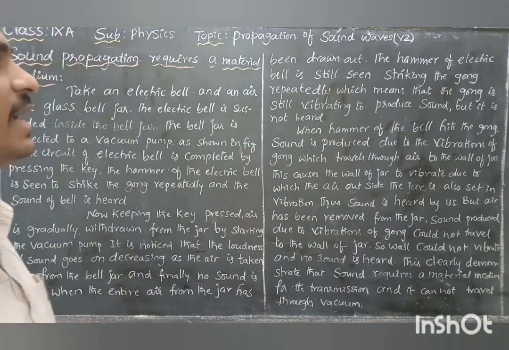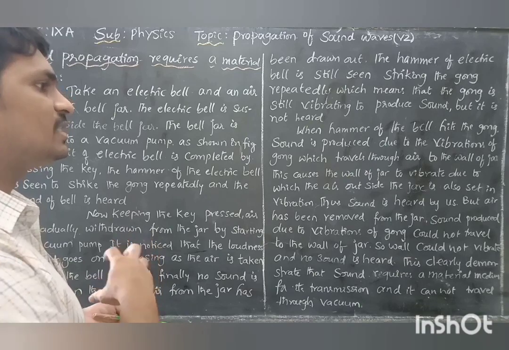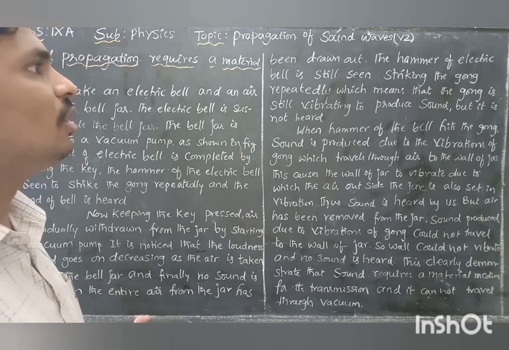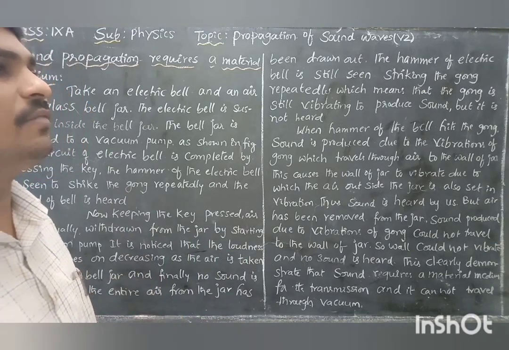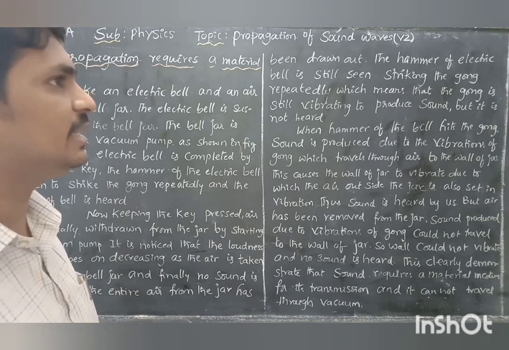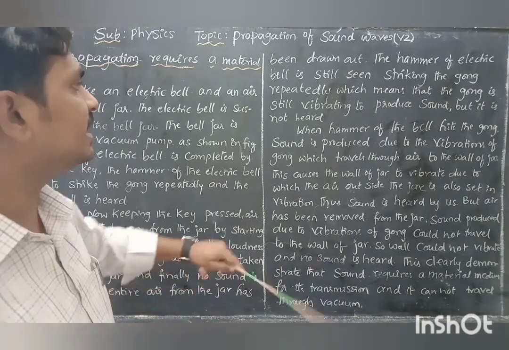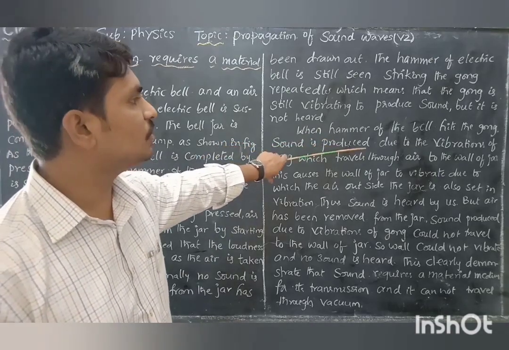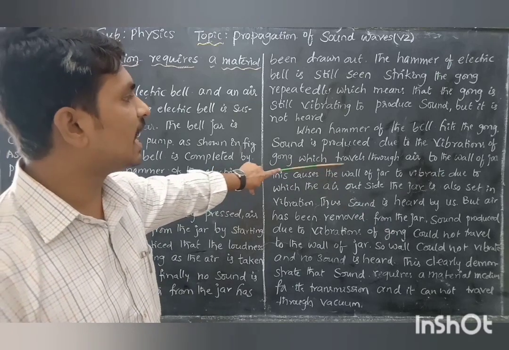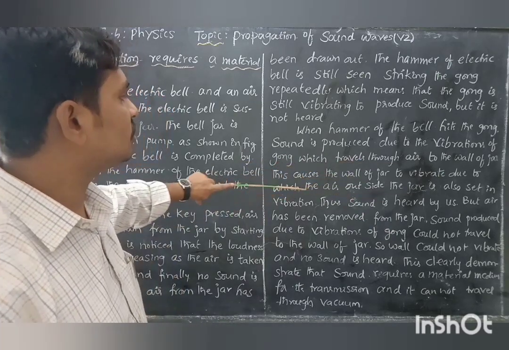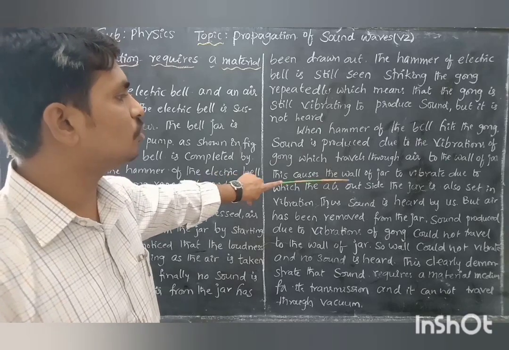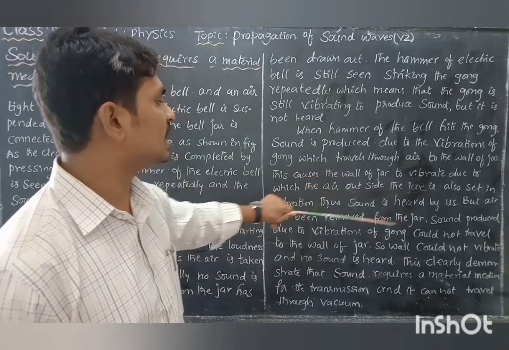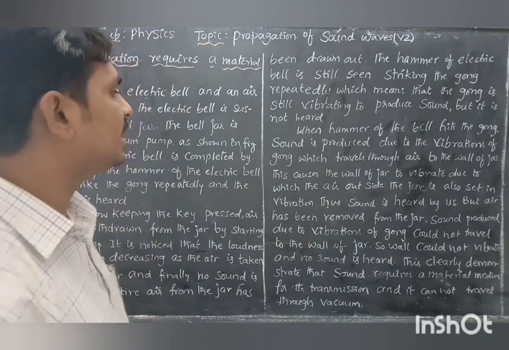At a particular point, when all the air particles are removed from the bell jar, you cannot hear the sound because there are no air particles. Even though the sound is being produced with the help of electricity, you cannot hear it. The explanation is this: when the hammer of the electric bell hits the gong, sound is produced due to the vibrations of the gong, which travel through air to the walls of the jar. This causes the wall of the jar to vibrate, due to which the air outside the jar is also set in vibration. Thus, the sound is heard by us.